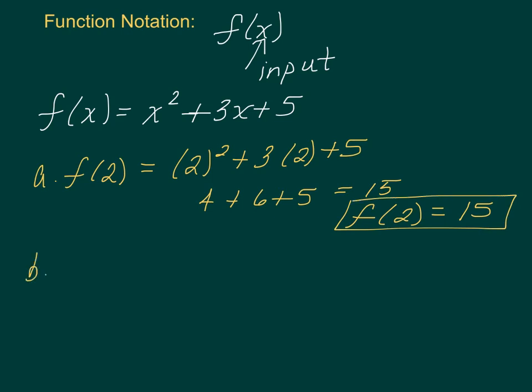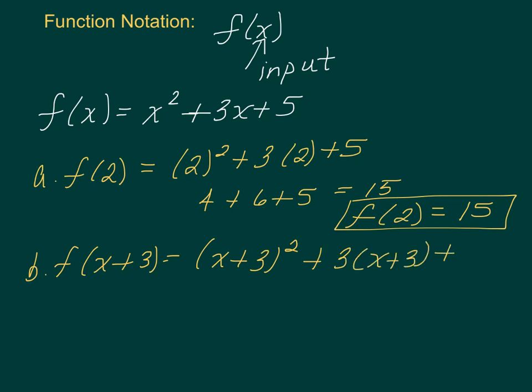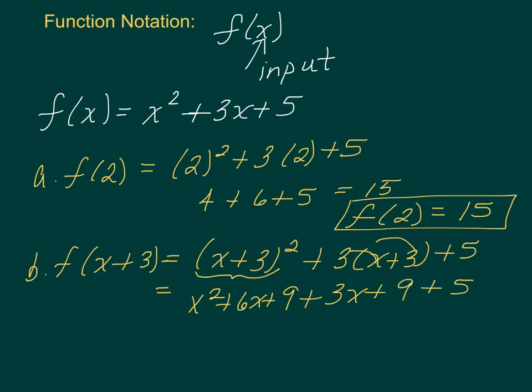And then sometimes they'll have you input an actual expression. So you'll actually plug in the whole expression for x, which means you may just have to FOIL. So I'm going to FOIL this part and get x squared plus 6x plus 9. And then I have to distribute this. And then I'm just going to combine like terms. So instead of getting an actual number, you get an expression. So when your input is x plus 3, your output will be x squared plus 9x plus 23.